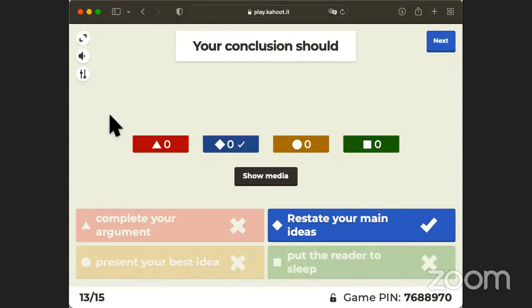So your conclusion should restate your main ideas. So for example, you said dogs are better than cats. At the end of this last paragraph, your conclusion paragraph should restate. You should say the same thing, that dogs are better than cats, but in a different way, trying to introduce these other characteristics or ideas you mentioned about it. So you mention your thesis argument one more time.